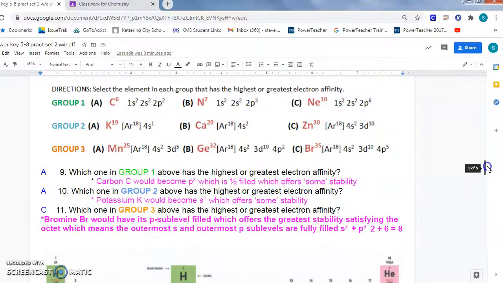The next element is bromine. Bromine has 5 in the P. If we give bromine 1 more, it would have 6 in the P. 2 in the S and 6 in the P. 2 and 6 is 8. The outermost level is 4. So how many valence electrons does bromine start with? Well, the outer level is 4. 2 in the S, 5 in the P. 2 and 5 is 7. If we give it 1 more, it would have 8. It would satisfy the octet rule. You can't get any better stability than that.